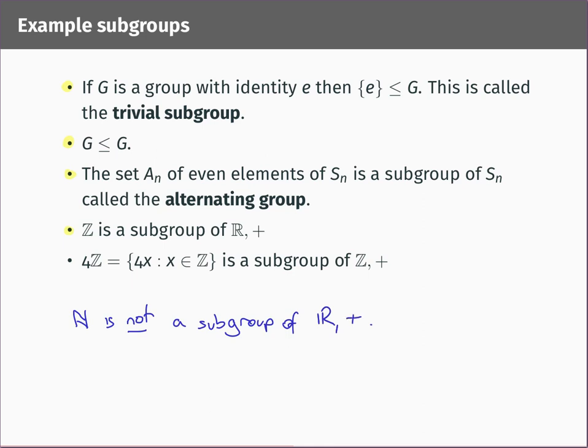With my definition of the natural numbers, they contain 0, so this would pass the first part of the subgroup test. It does contain 0. It's also closed under addition, because if you add two natural numbers, you get another natural number. But it's not closed under inverses, because, for example, 1 is a natural number, but minus 1 is not.